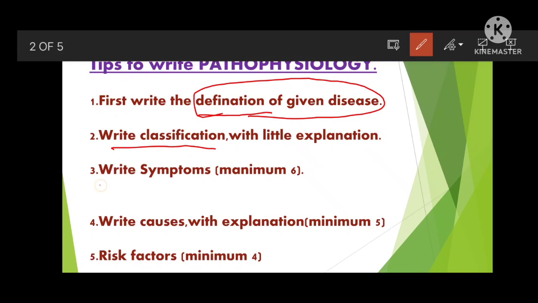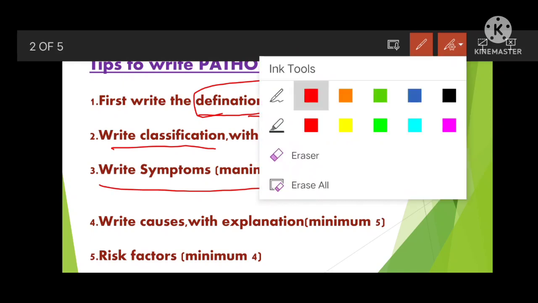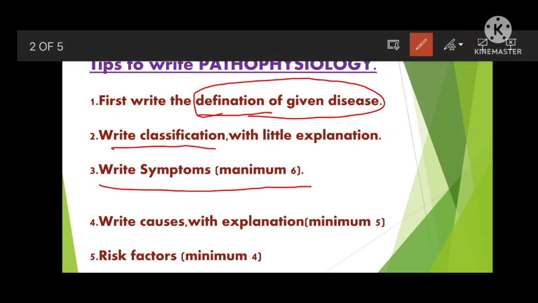Now the third one is symptoms. I will tell you beautiful tricks to write your symptoms. In the next slide I will tell you: maximum 6 symptoms you have to cover. These are enough. Now write causes with explanation, and there should be minimum 5 causes. What causes you have to write, I am going to tell in the upcoming slides. You don't worry about that.